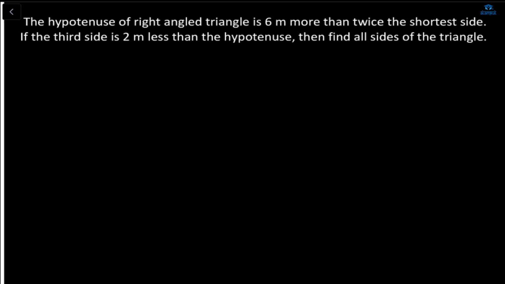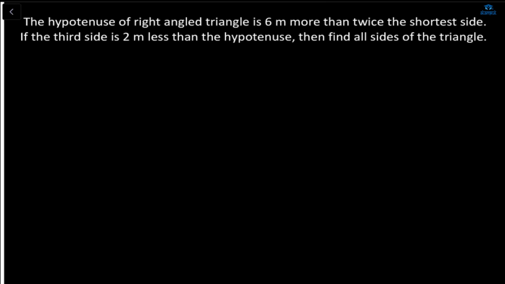Try to form the equation and then tell me what you are assuming. Since it is a triangle, what are the three sides of the triangle? What is the value of the three sides? So what have you assumed, Shazad? Which value have you taken as x? Ma'am, I took the length of the shortest side to be x meters. Ma'am, the hypotenuse will be 2x plus 6 meters.